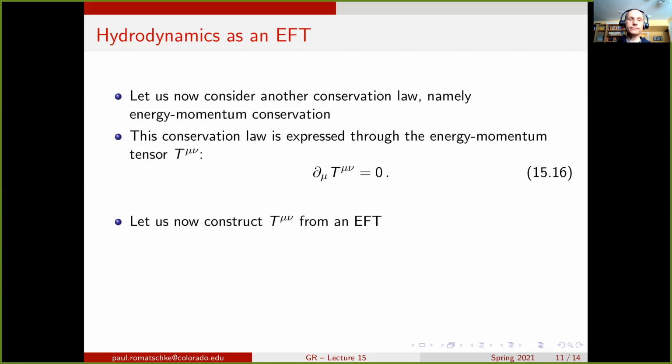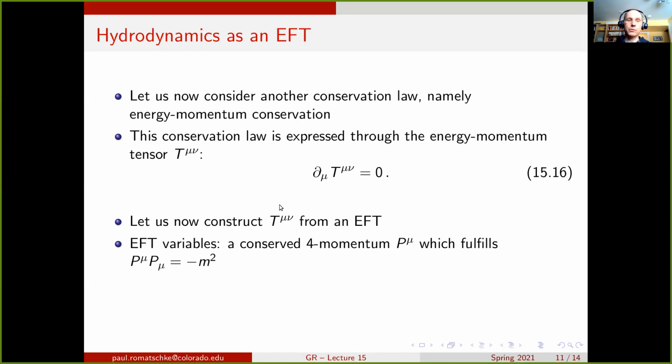Let's do this now. In order to construct the energy-momentum tensor T^{μν} from an EFT framework, we first need to figure out the good variables for the effective field theory. To do this, recall that we are interested in energy-momentum conservation. So we can think of a four-momentum P^μ, which combines the energy and the momentum. The four-momentum will fulfill some relation, such as the invariant mass squared, P^μ P_μ = -m², which is an example that we talked about when we were reviewing special relativity in the early parts of this course.